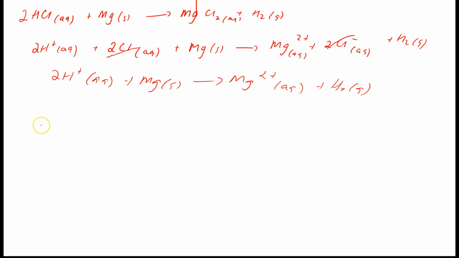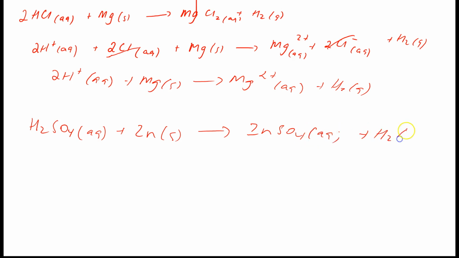Another one you can have a go at, H2SO4, sulfuric acid, aqueous, plus zinc, which is solid, forming zinc sulfate. Again, look at your sulfate rules, plus a hydrogen gas. Have a go at that to do a net ionic equation and see how you go.